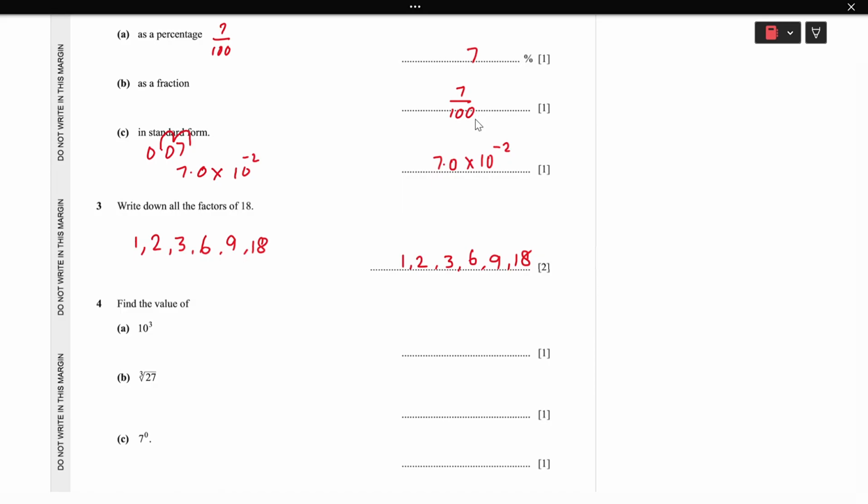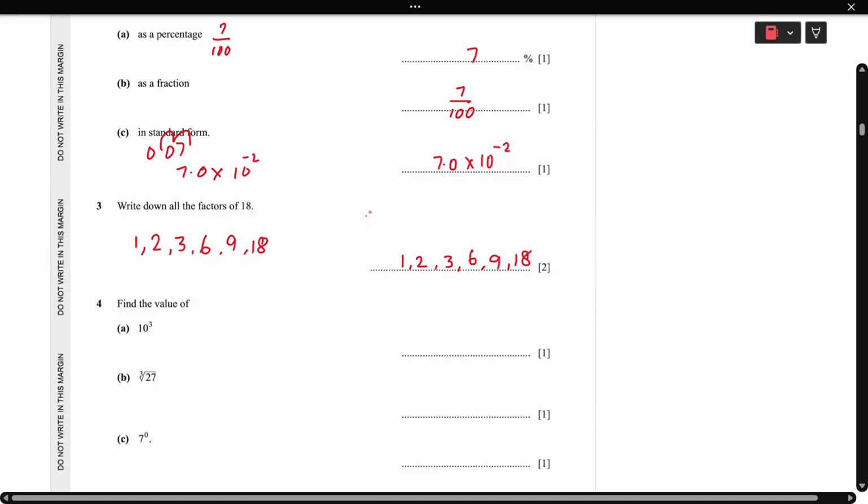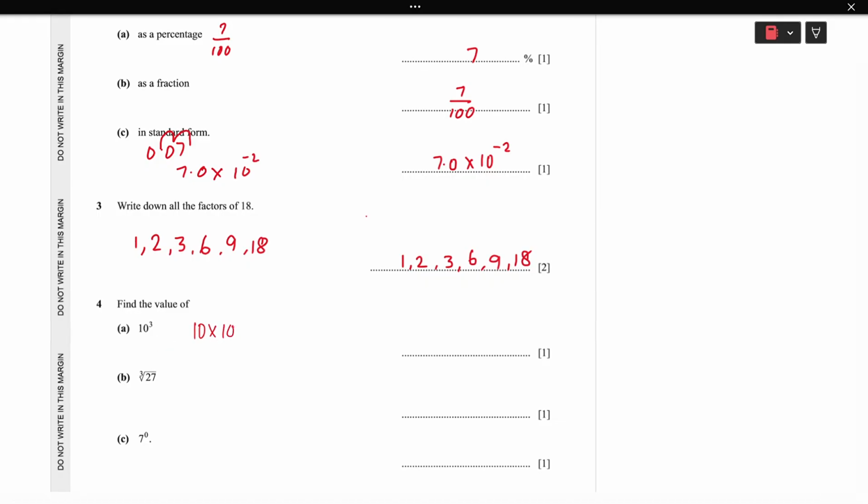Okay, so the next, find the value of 10 cubed. 10 cubed is 10 times 10 times 10, which is going to be 1000.